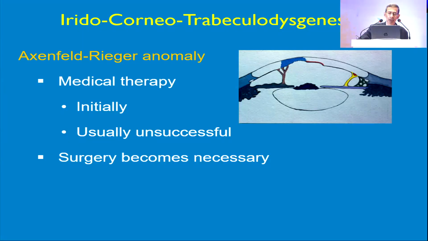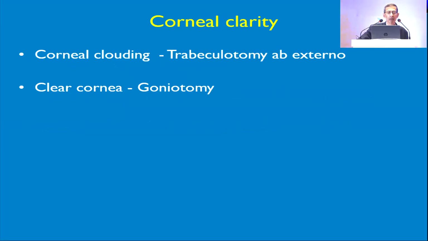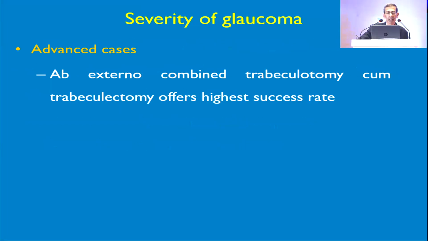It may be associated with several other developmental abnormalities of the anterior segment. Corneal clarity, corneal diameter, and severity of glaucoma are important considerations for the surgical approach we take. Most of the patients we see in India, we manage with primary combined trabeculotomy and trabeculectomy. I'll present a surgical video on that.